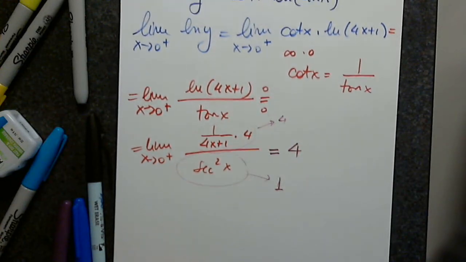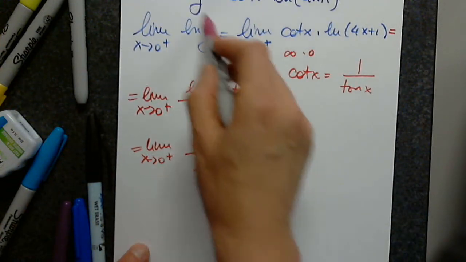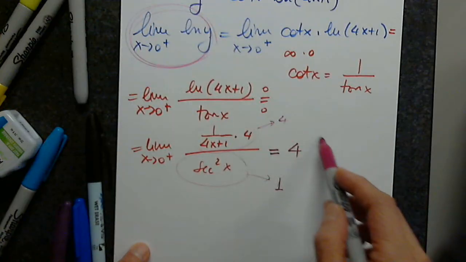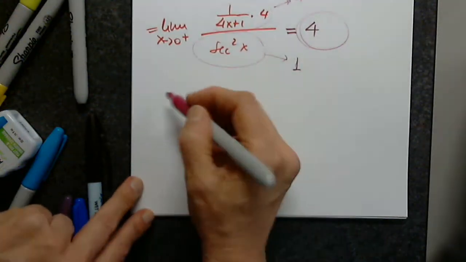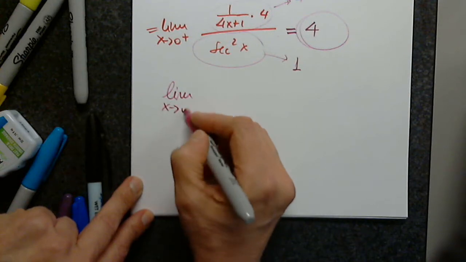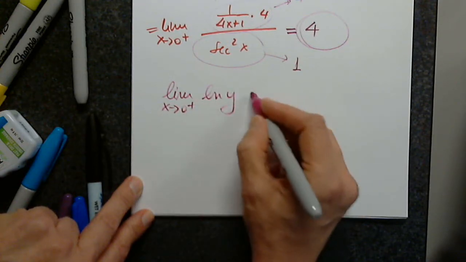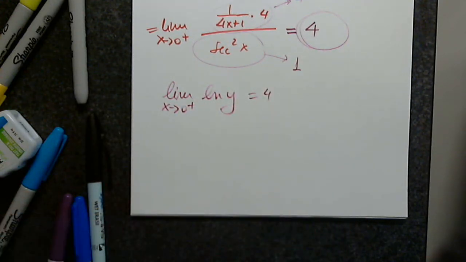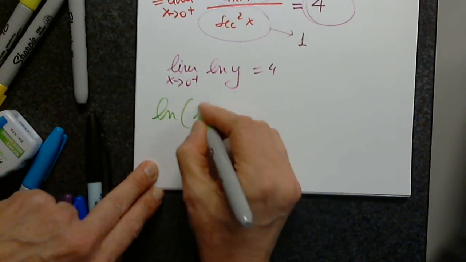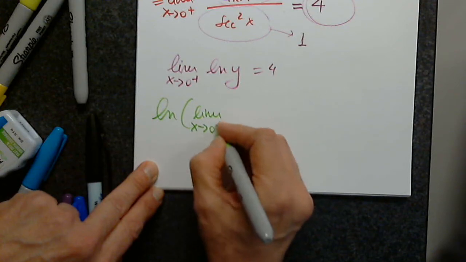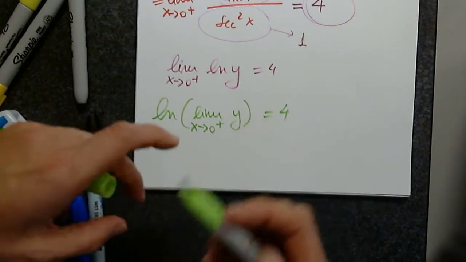Now remember what I do in the final step, almost final. I copy the beginning and I copy the end. I don't copy the rest. I don't need to look at the intermediate steps. So I copy limit as x approaches 0 from the right of natural log y equals 4. Okay, what do I have to do next? Yes, I'm allowed to because it's a continuous function. That's a mandatory condition. So natural log of the limit as x approaches 0 from the right of y equals 4.